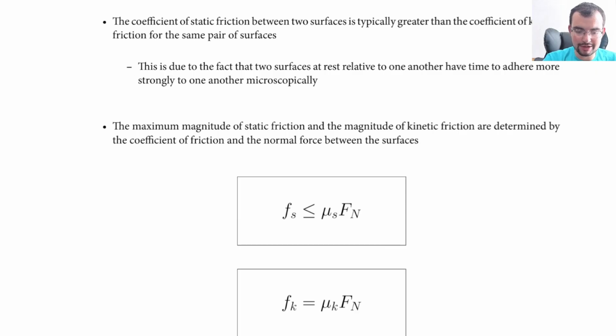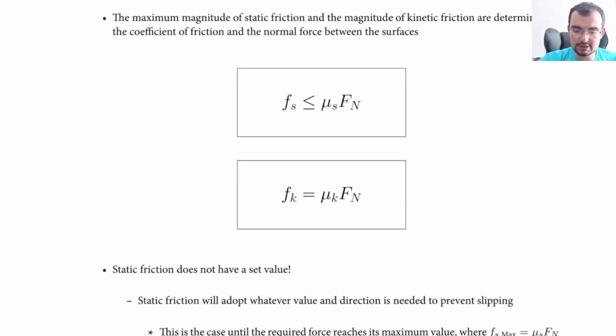Again, these are due to microscopic imperfections and forces. This coefficient is determined by the surfaces, so the only way to change mu s or mu k is to pick a set of surfaces. So it is not a property of one material, it is a property of the two objects touching. For example, rubber and ice versus iron and copper would have different coefficients with each other.